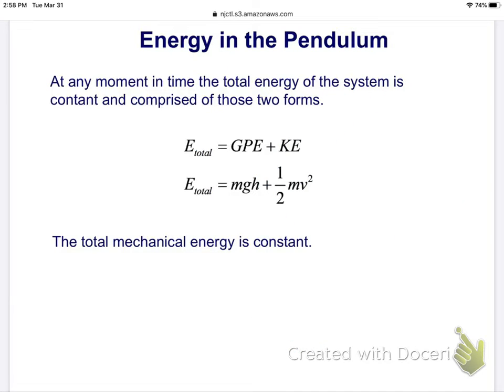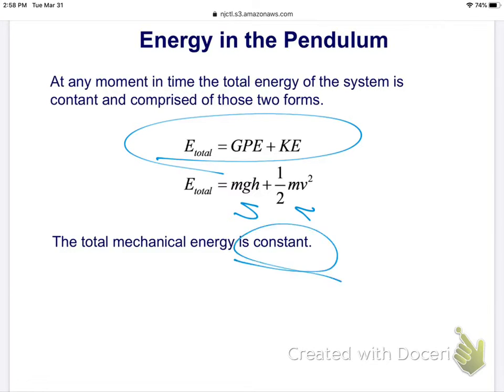At any moment, the total energy of the system is a combination of those two energies, GPE and KE. Here are the two equations for GPE and KE. So the total mechanical energy, like when we're talking about a mass spring, is constant. It just varies between GPE and KE, GPE and KE.